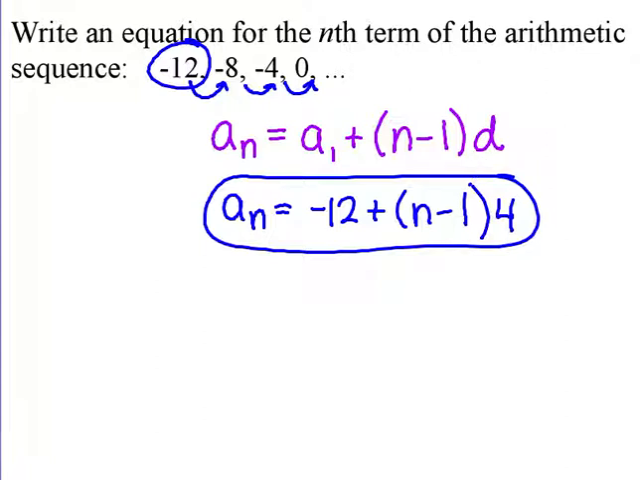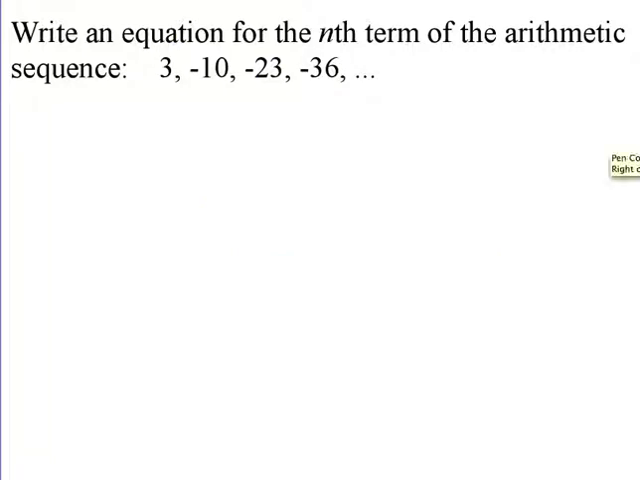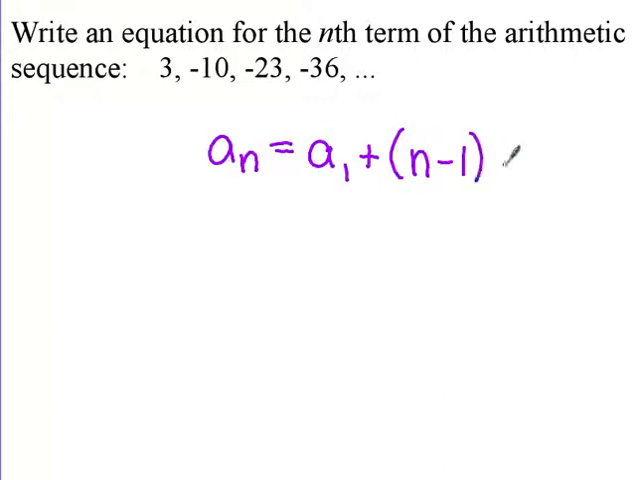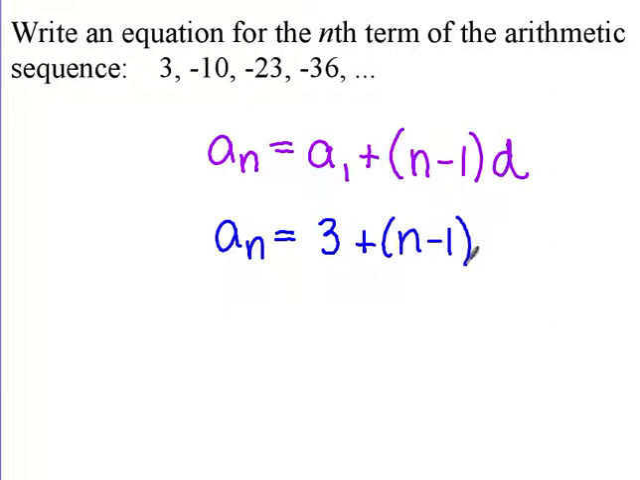Let's look at another one. Okay, write an equation for the nth term. So I have a sub n equals a sub 1 plus n minus 1 times d. Somebody tell me what will go first. 3. Nice job. Plus n minus 1. What's d going to be here, folks? 13.